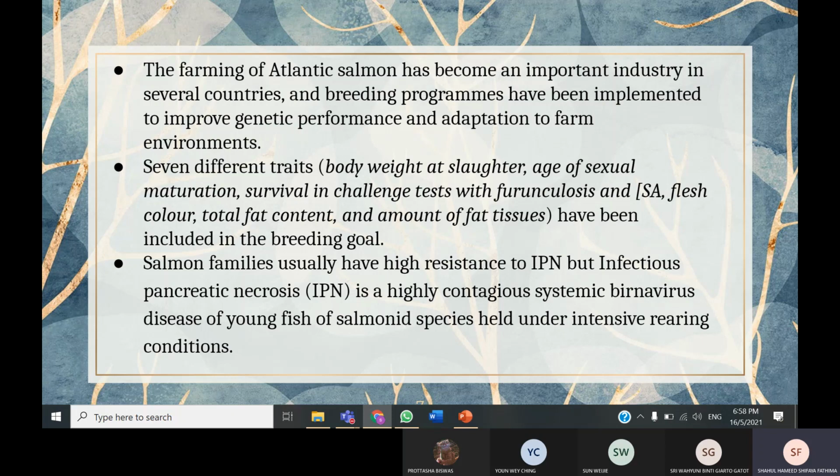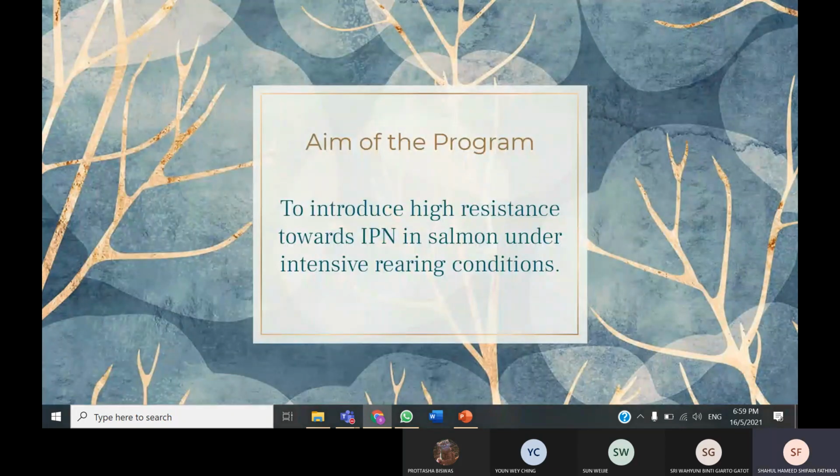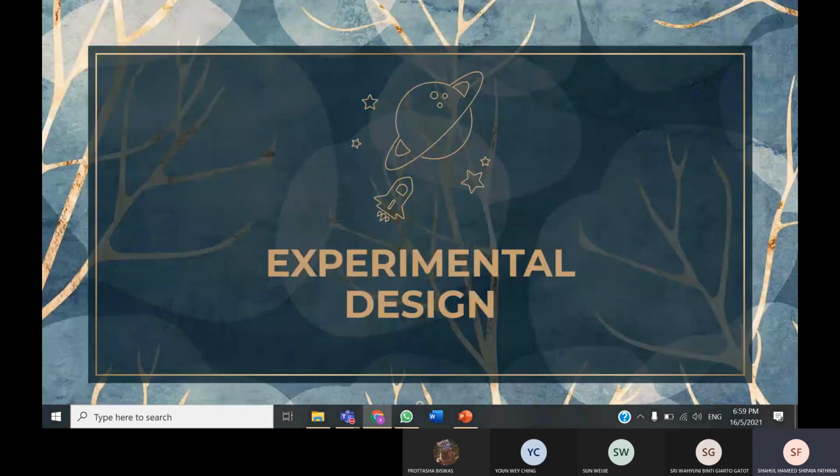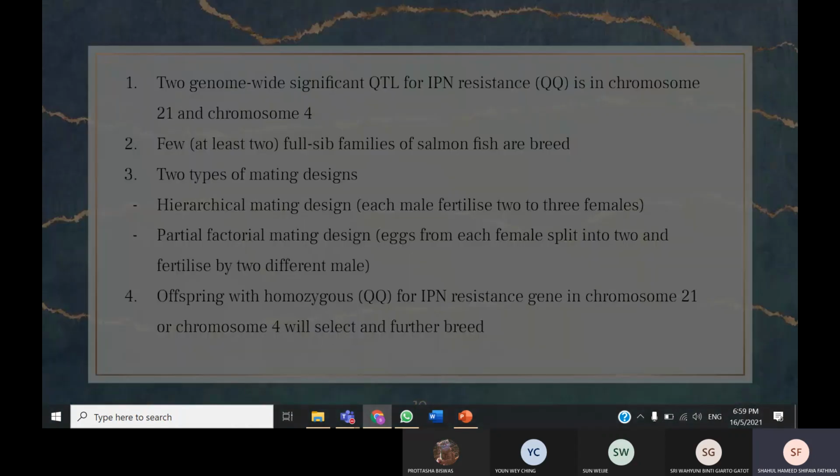Salmon families usually have high resistance to IPN, but IPN, which is infectious pancreatic necrosis, is a highly contagious systemic birnavirus disease of young fish of salmonid species held under intensive rearing conditions. Under intensive rearing conditions, this disease can be highly contagious, but normally salmon families have a high resistance toward it. The aim of our program is to introduce high resistance towards IPN in salmon under intensive rearing conditions. The experimental design will be explained by Sun and Sri.